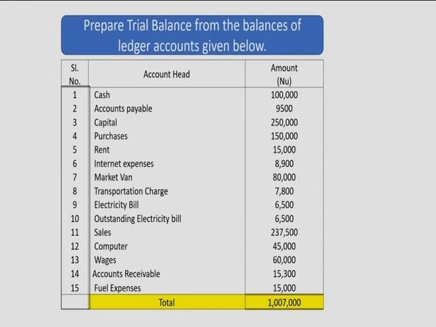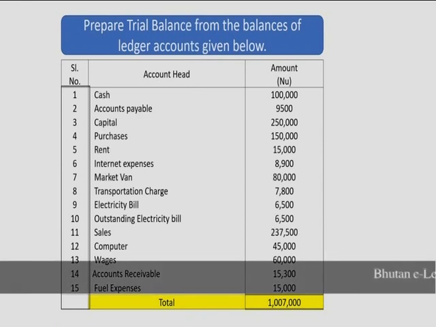Here you have to record cash in the debit column, accounts payable in the credit column. You have to use the accounting rule and then prepare the trial balance. Consider that all these are normal balances. All these account heads have normal balances. I repeat, students, today you copy this question and prepare the trial balance.